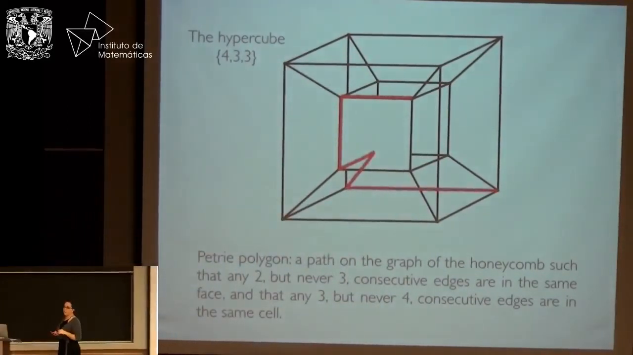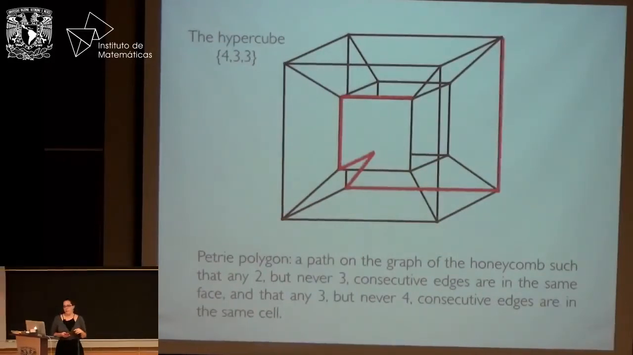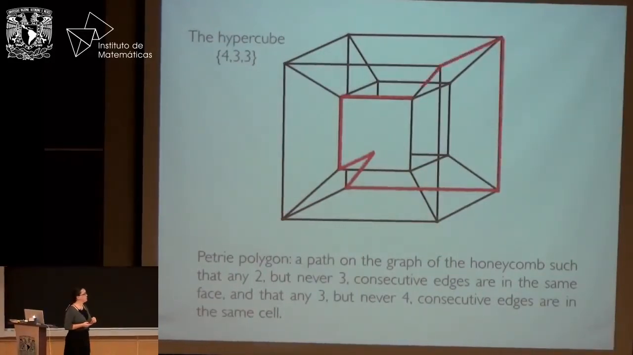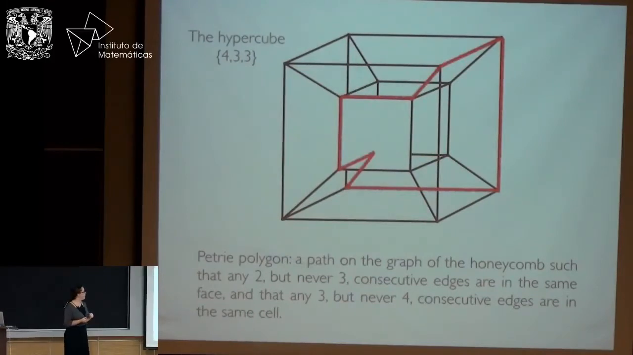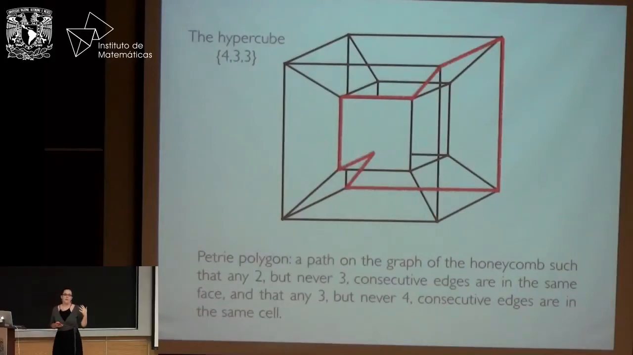And then I can continue with this rule. And because this is really symmetric and really nice, it closes up in the first going around. And I have an 8-gon over there. That is my Petrie polygon. Because of the symmetry of the hypercube, I could have started anywhere, and I would have gotten the same thing, right?